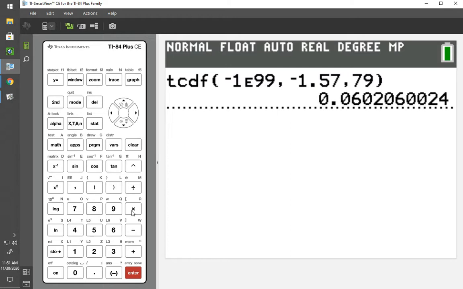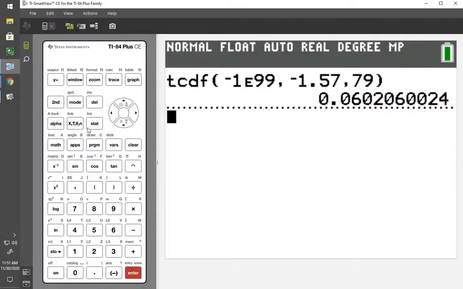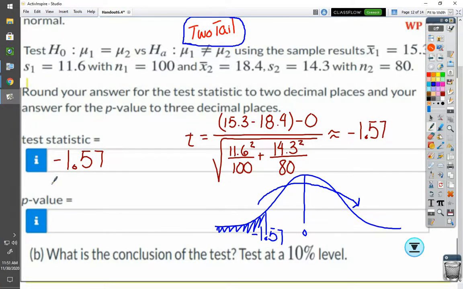When I do that calculation, I get about 0.06. However, remember, going back, this is a two-tail design. And on a two-tail design, we have two sides, which means our calculation for area becomes double. Just hit times 2 in your calculator. And we are at approximately 0.120 at 3 decimal places. Again, we have to double the p-value because we have a two-tail test. So our p-value is 0.120.